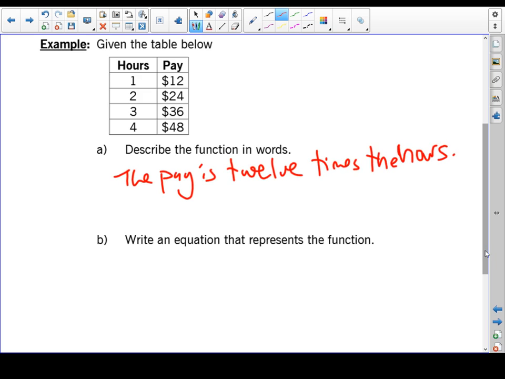Easy enough. And if we can describe a function in words, then we can describe it as an equation. Because really we're just taking the words and writing it as an equation. So pay, we can use the letter P. The word is can be represented by an equal sign. 12 can be represented by itself in numeric form. Times is multiplied. And the number of hours, we can let H be the number of hours, or we can use T. Either way, that's fine.